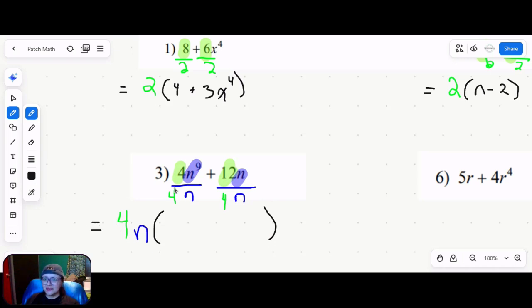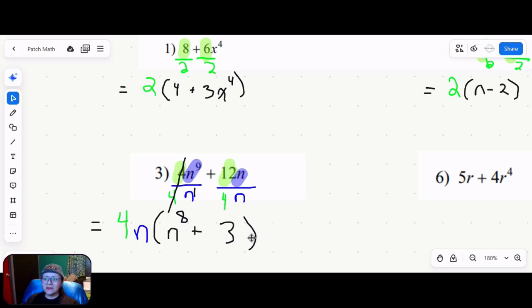In this case, if we divide 4 out of the first term, that cancels. If we divide n out of the first term, that becomes n to the 9th divided by n to the first. If you will look at my exponent rules videos, that is the quotient rule. If we have like bases being divided, we can subtract their exponents. 9 minus 1 is 8. Moving on, 12 divided by 4 is 3. And n divided by n is 1. And 1 times 3 is 3. And we are done. That is the full factored form of number 3 there.